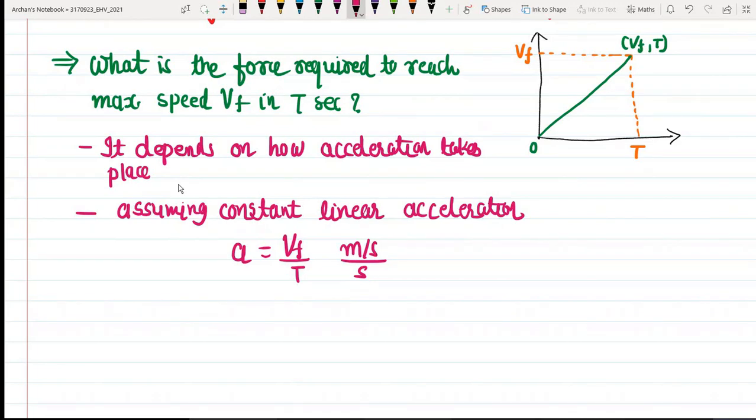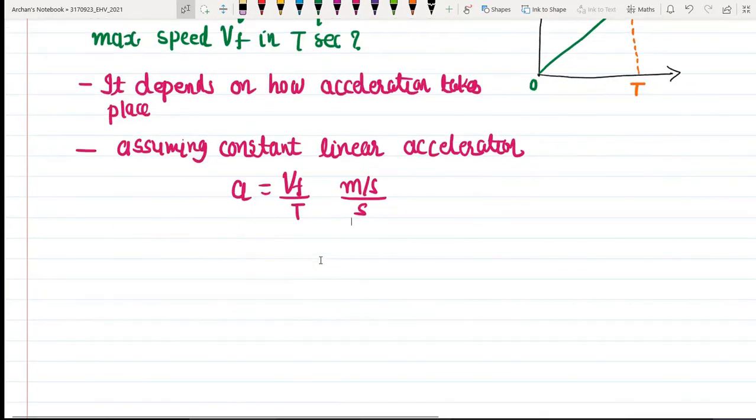So A can be defined by Vf by t. Now A is known to us, so we will be able to calculate the force required, right? So force required will be equal to m into A, kg into meter per second square. This is the amount of force required to reach the final velocity Vf in time t second.